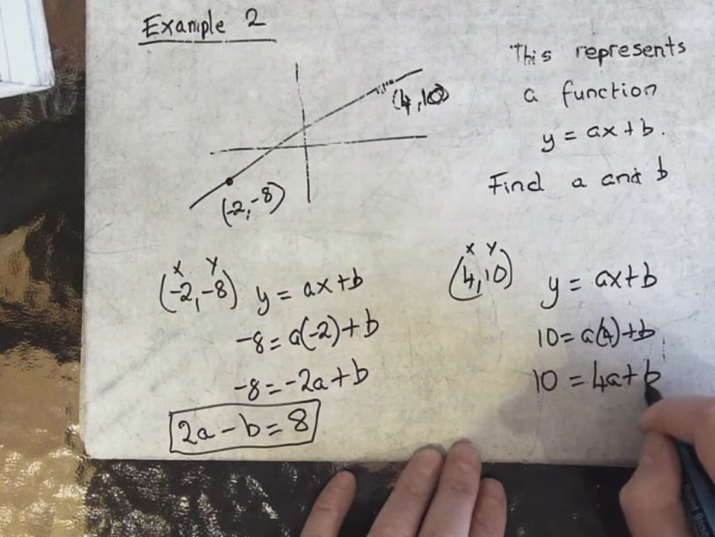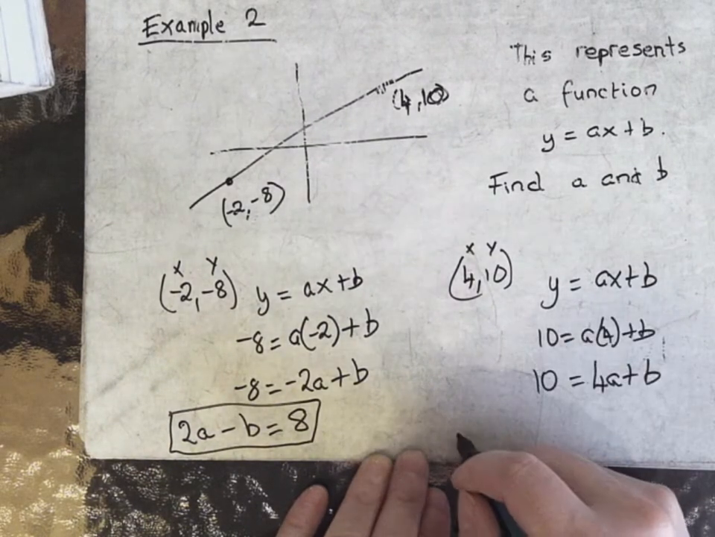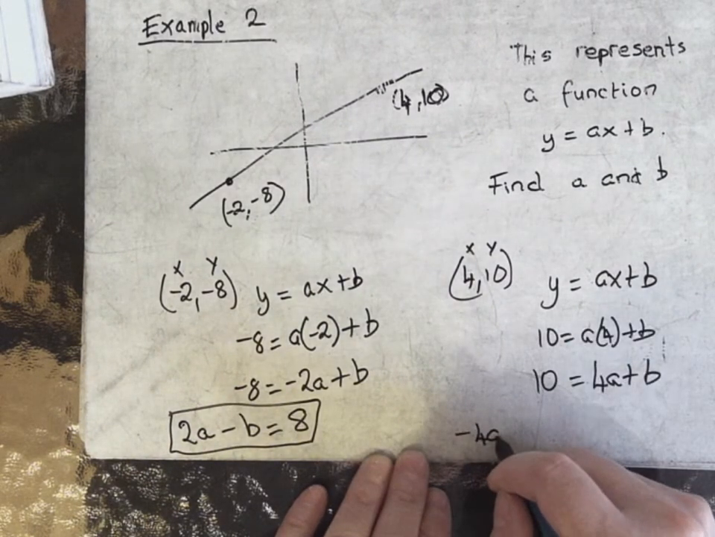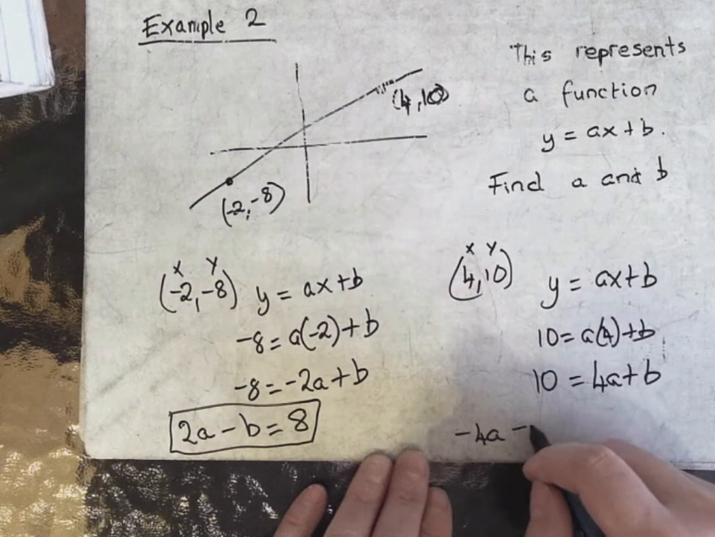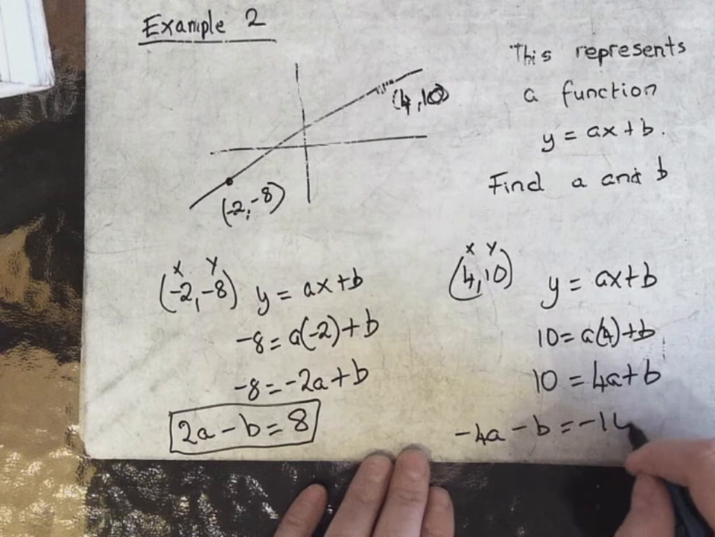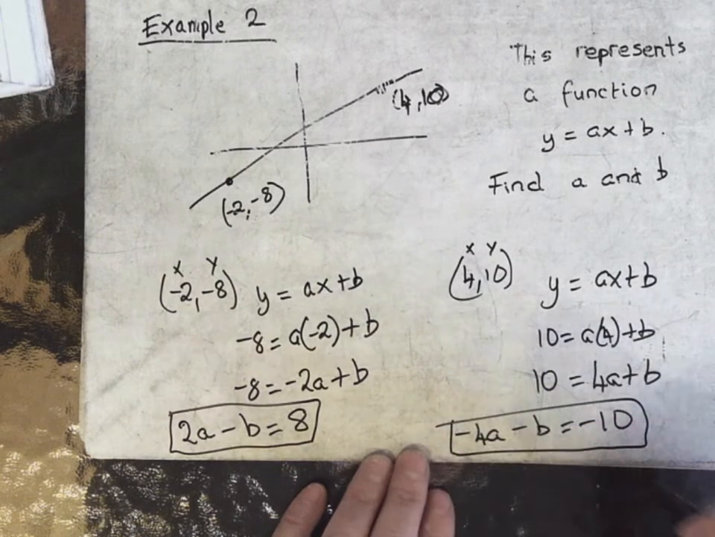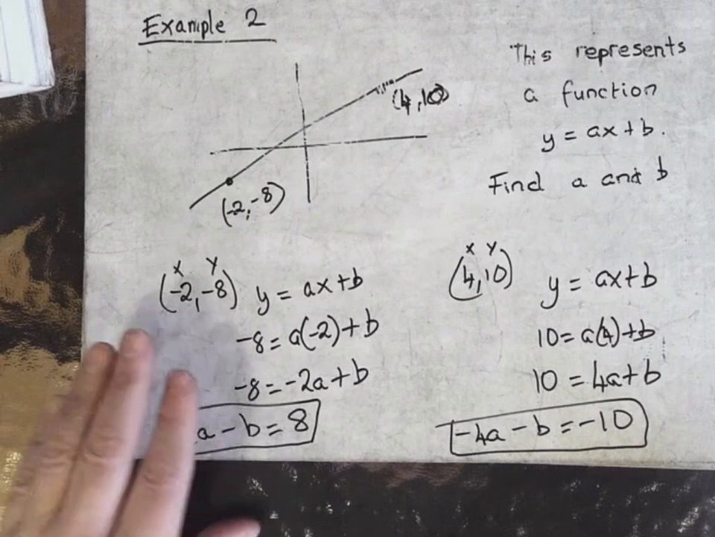And as I said, I want a term, b term equals number. So 4a comes over, becomes minus 4a. Plus b comes over, becomes minus b, and 10 goes back the other way and becomes minus 10. So there's my second equation for my simultaneous equations. Pause and write that much down.